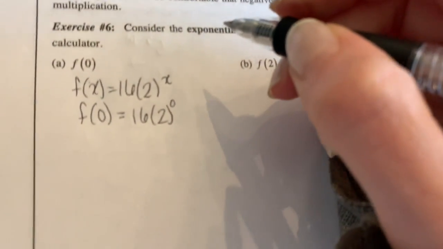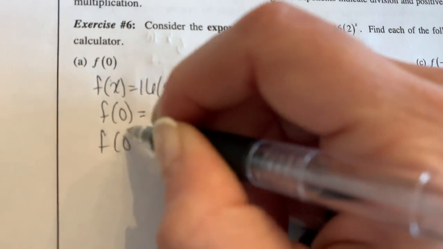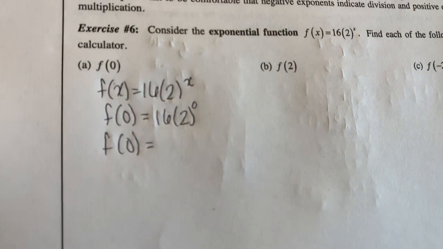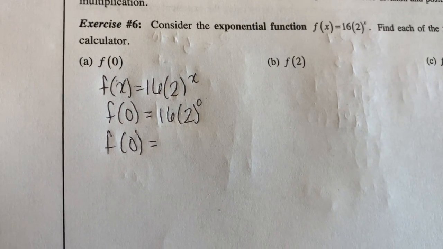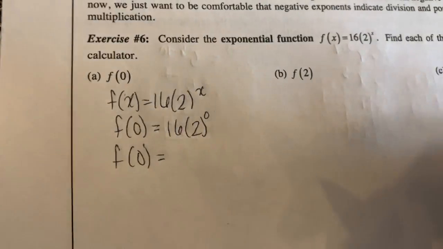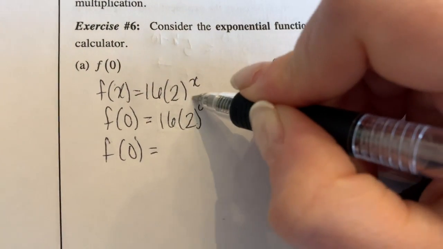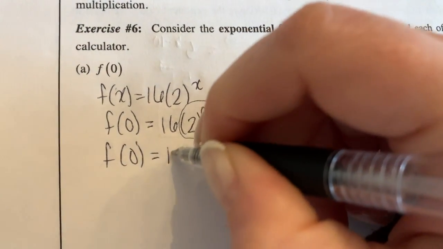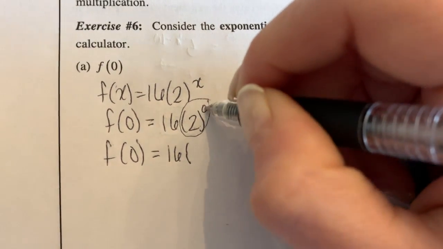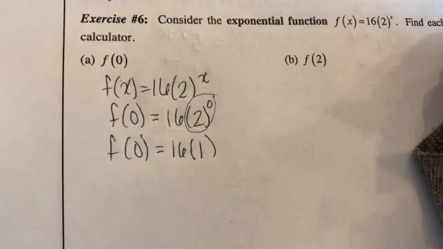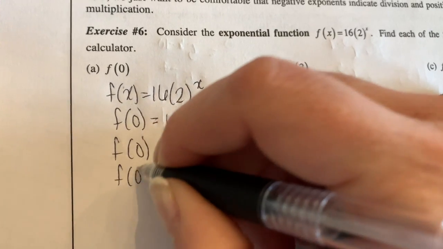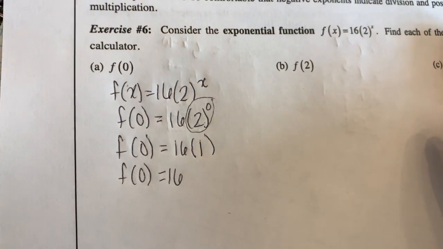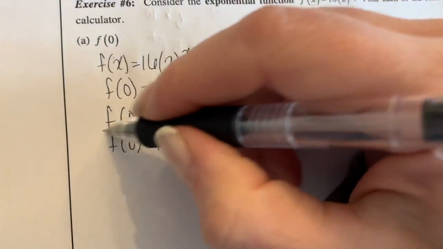The super important thing here is that you follow the order of operations. This is not going to be 16 times 2 raised to the 0 power. This is 2 to the 0 power first because exponents come first. So it's going to be 16 times anything to the 0 power, which is 1. So f of 0 here is going to be 16. How delightful. That's your answer.